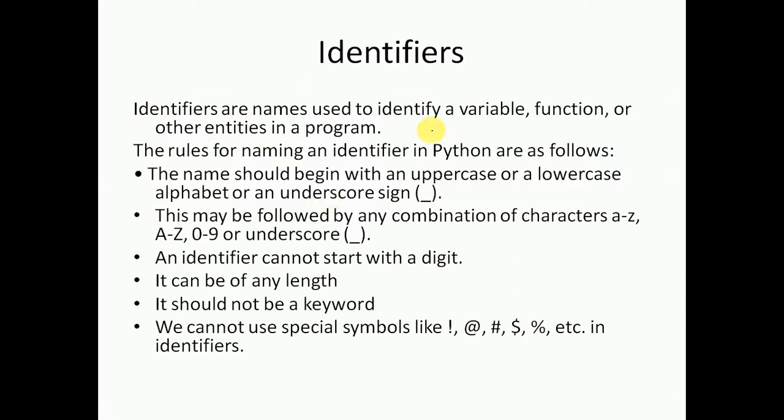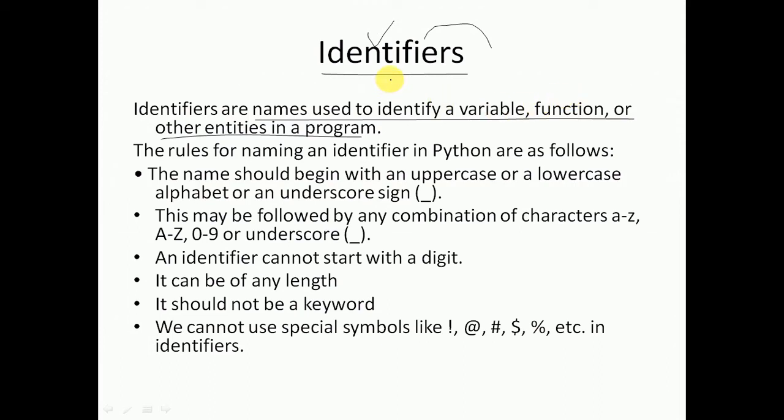Next, we have identifiers. So what are identifiers? Identifiers are the names used to identify a variable, a function, or other entities in a program. From the name itself we can suggest that an identifier means something that can identify. If you want to give a name to a variable, then that variable name becomes the identifier. If you want to name a function, then that function name comes under identifier.